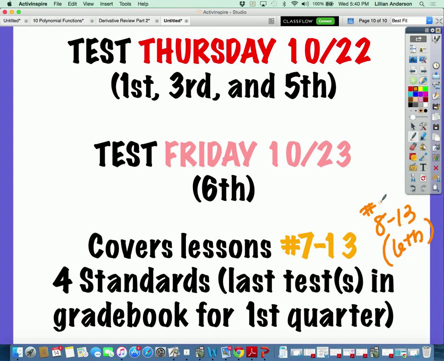It's going to have 4 standards on it, and these are going to be the last things that go into the grade book for the first quarter, which is over on the 28th. Make sure you go ahead and finish up that work that the sub has left for you, and I will see you guys around.